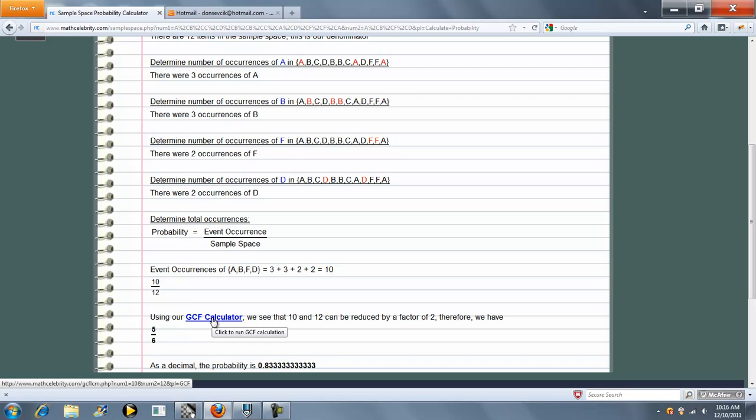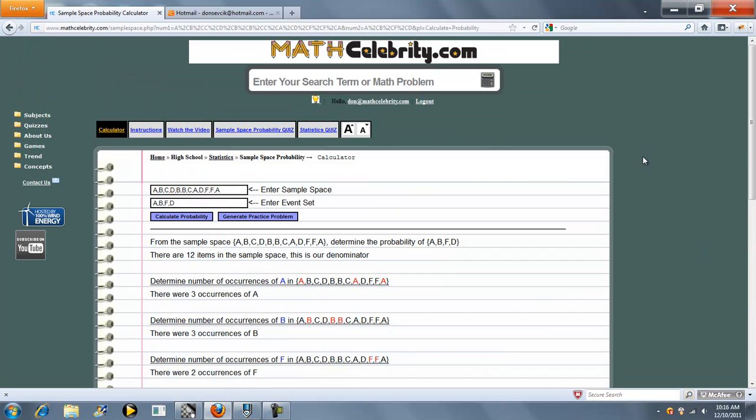Again, we use our greatest common factor calculator, which says that 2 is the greatest common factor of 10 and 12, which reduces us down to 5/6, or 0.833 repeating as a decimal. So the calculator is pretty simple. Like I said, you separate each item by a comma.